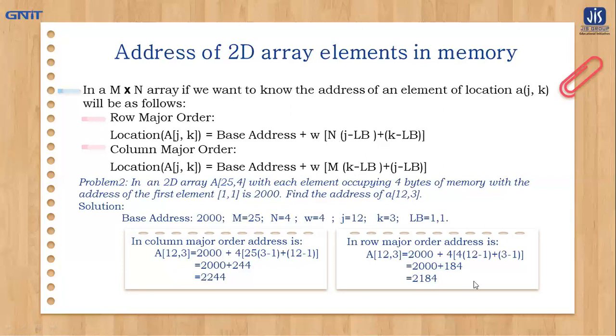So for row major order n is 4. 12 minus 1, that is j minus 1, then 3 minus 1. The answer will be 2184. And in this same way, in column major order it will be 2244. Okay, I think you have understood this topic, because it's very easy. We are just putting the values, whatever is given, in the formula.